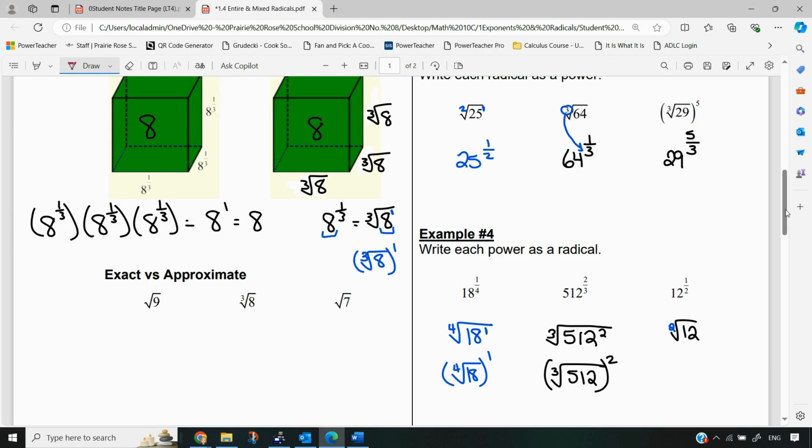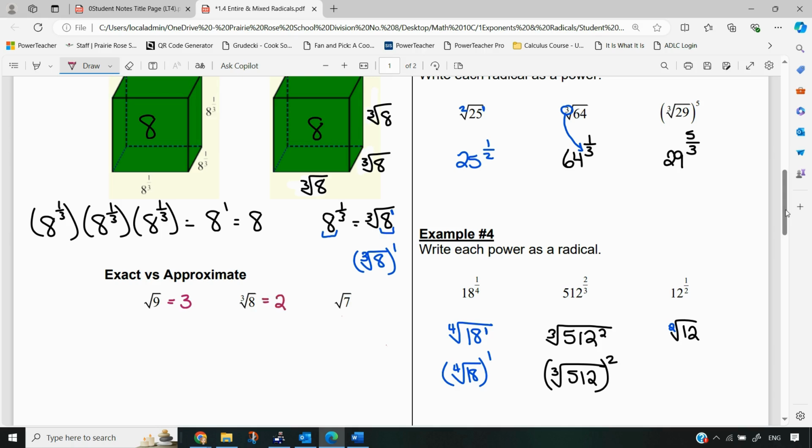As you move further into your high school courses, especially in the Dash 1 stream, you're going to find that more and more your answers need to be left exact. So what does that mean? If I were to evaluate root 9, I would get 3. If I were to evaluate the cube root of 8, that would give me 2.